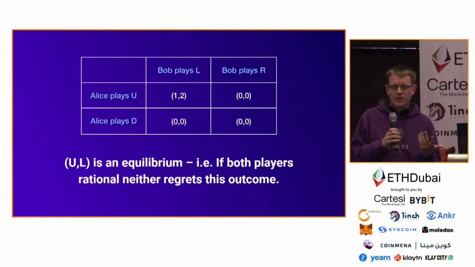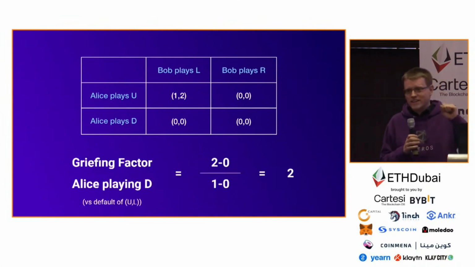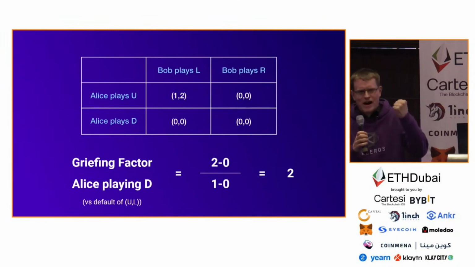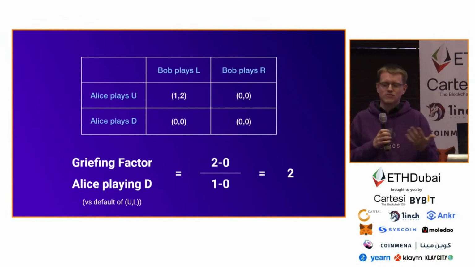Bob could play R instead of L, but that takes his payment from 2 to 0. So neither player wants to do that if they're rational. But not everybody's rational. So for example, Alice could look at this and be like, wait, why does Bob get 2 and I only get 1? Screw you, Bob! And she decides to blow up the negotiation and play D instead of U, even though that costs her something, to cost Bob more.